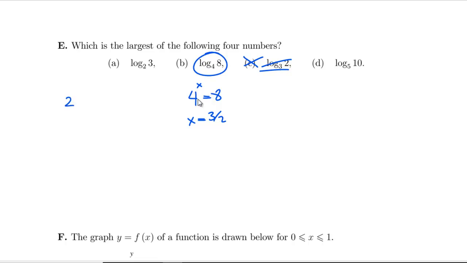So if we've got 2 to the power of 3 over 2, then how does that compare to 3? Because we want to know what this is going to give, obviously. So 2 cubed, so the square root of 8. Is the square root of 8 going to be less than 3? Well, yes, it is less than 3. So that must be a bigger number. So it's not going to be b.